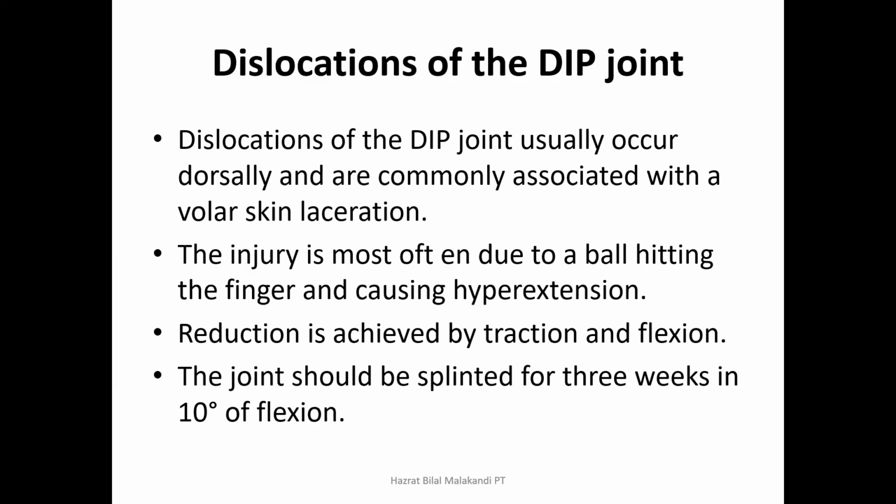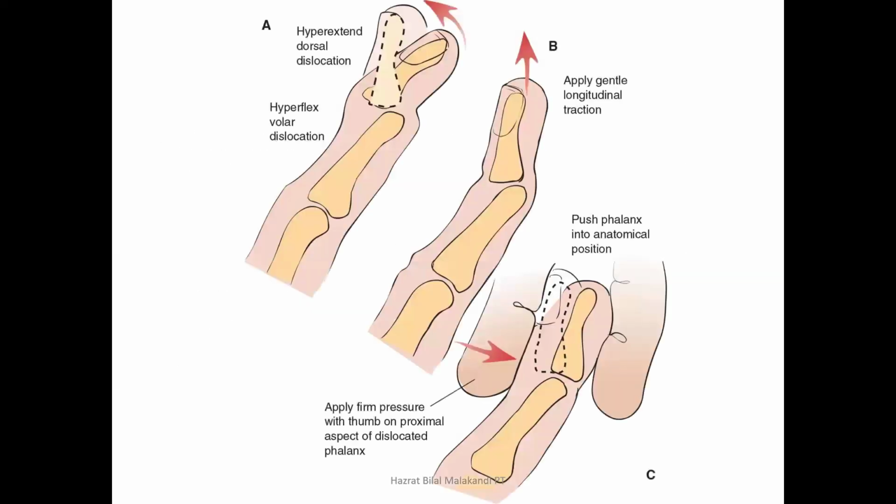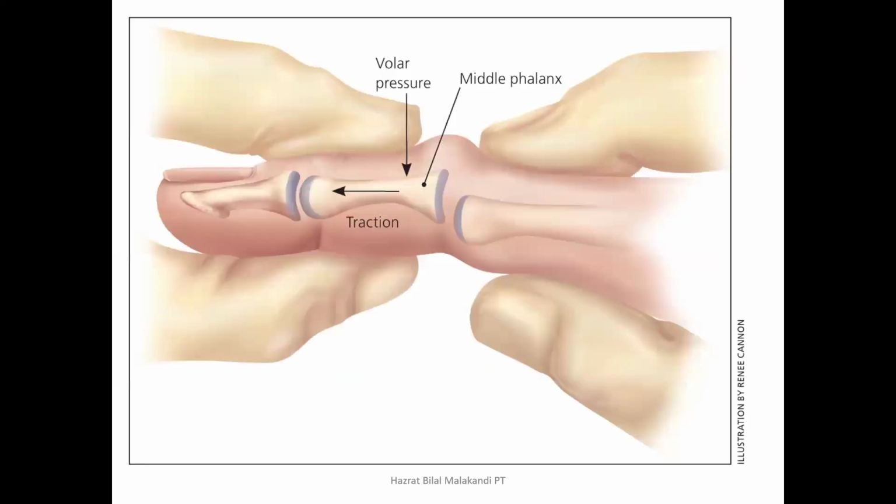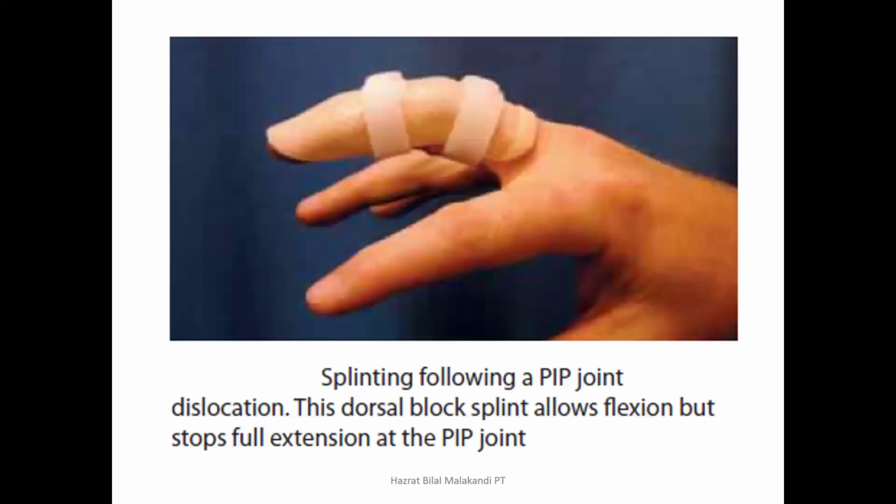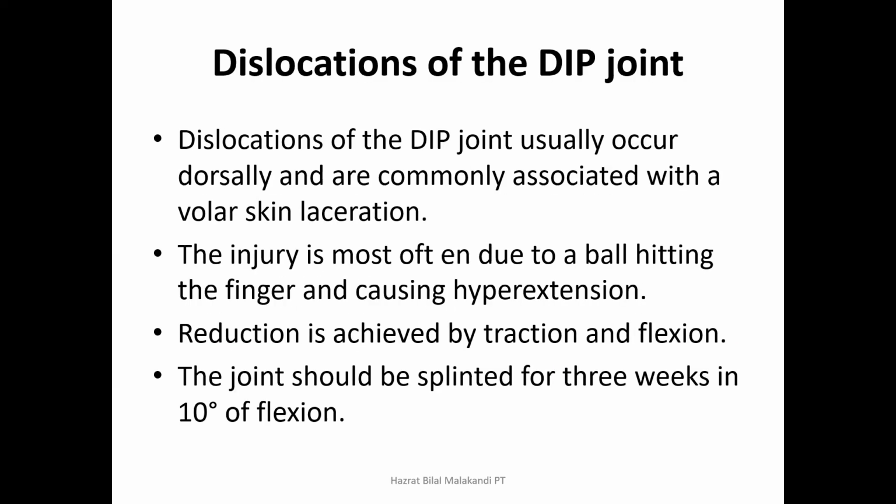Reduction is attained by traction and flexion, as we discussed previously. The joint should be splinted for 3 weeks in 10 degrees of flexion, like we have discussed in this slide, where the dorsal block splint is used just to prevent that extension, not hyperextension, the extension. It means we have to prevent the last 10 to 20 degrees of extension of these dislocated joints.